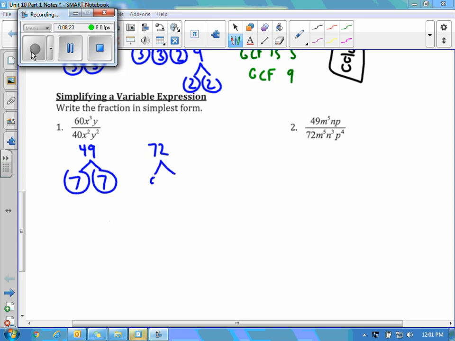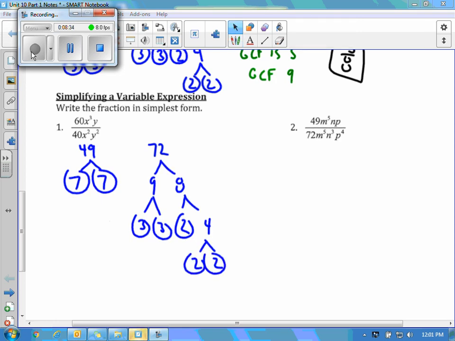72 breaks into 9 and 8. 9 breaks into 3 and 3. 8 breaks into 2 and 4. 4 will break into 2 and 2. Now, as you can see up here, 49 and 72 do not have any prime factors in common. None of these are in common.